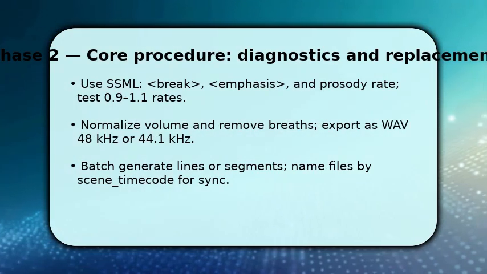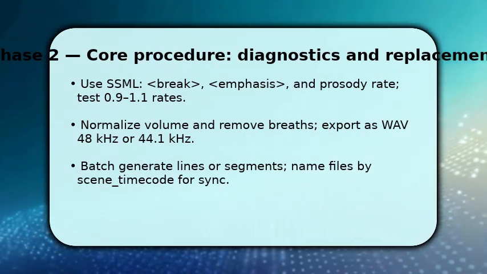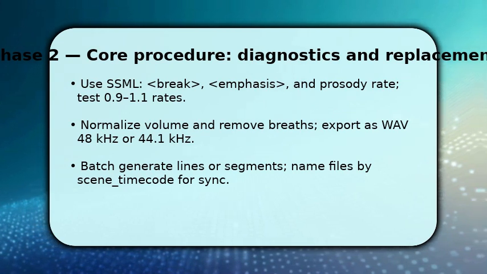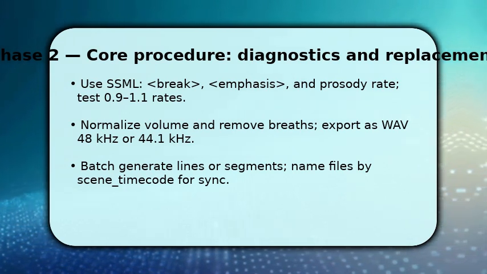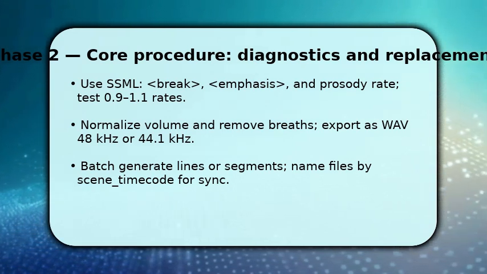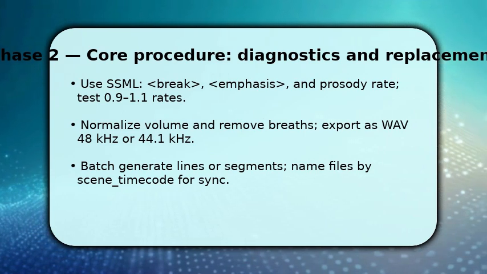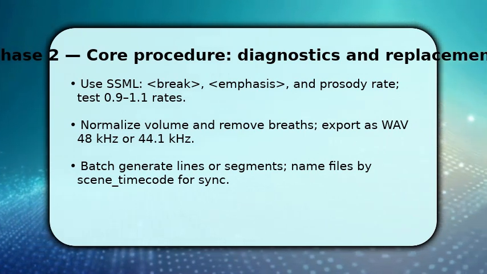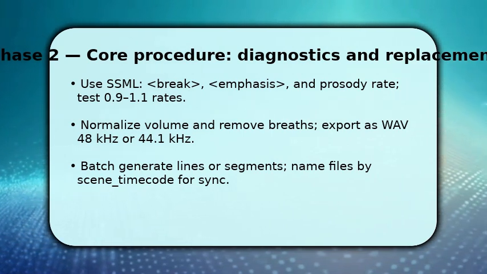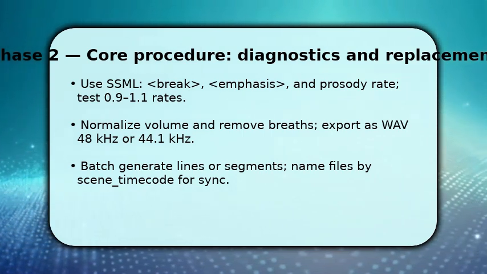You now refine how the speech flows. This is the detailed part. Add SSML breaks and emphasis, adjust prosody and speaking rate, try 0.9, 1.0, then 1.1 so pacing matches visuals. Export at high-quality WAV, 48 kHz or 44.1 kHz, and apply a quick debreath and normalization pass to maintain consistent loudness.